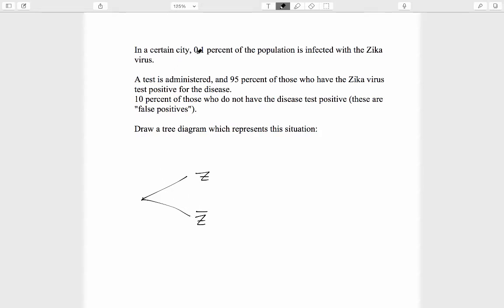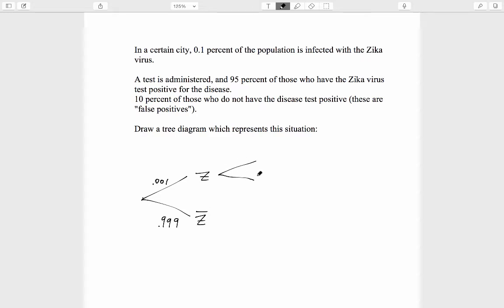We have to be really careful now about this 0.1%. The probability of having the Zika virus is not 0.1, but rather 0.001. This is 1/10 of 1%. 1% would have been a 0.01 probability. This is a tenth of that. That leaves a 0.999 probability of not having the Zika virus.